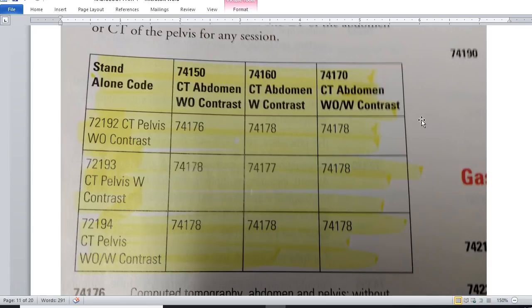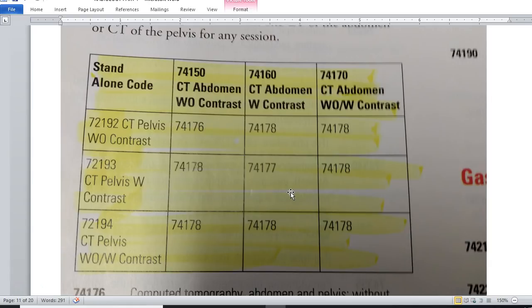So basically, I use the 2-finger method. I would say, okay, the doctor just told me we did a CT of the abdomen with contrast. So that's up here, okay? And then they said they did the CT of the pelvis with contrast. That's down here. So what I would do is move my 2 fingers together, and 74177 is the code they have in common.